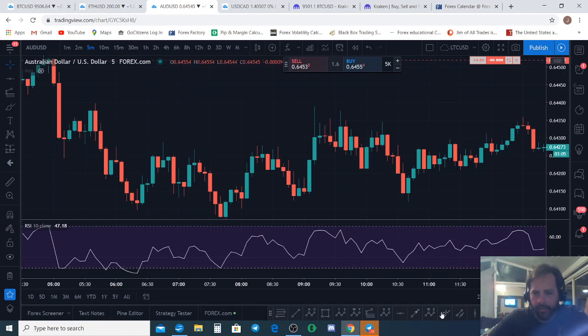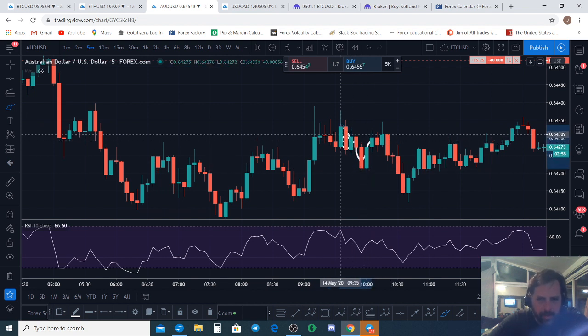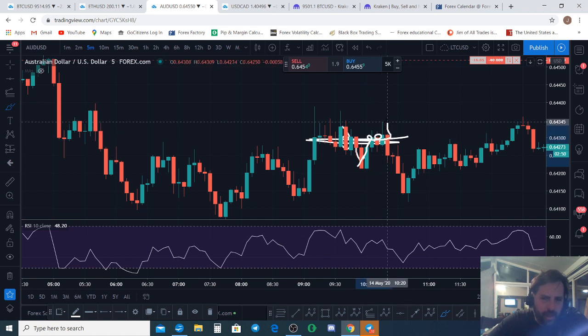What happened here is I got in right here. The market did this, but look what it did. So my entry was right here on this price line. Price came back up to my entry and went on beyond it.